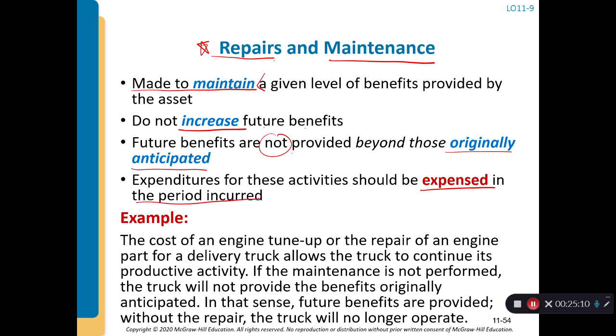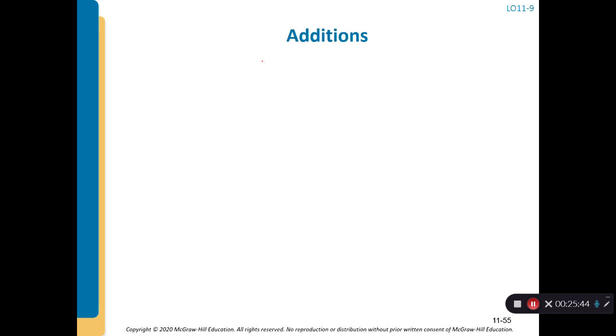Examples of repair and maintenance costs, such as an engine tune-up or repairing an engine for a delivery truck, allow the truck to continue to be productive. If the maintenance is not performed, the truck will not run anymore. Hence, the maintenance itself only provides the original expected function, right? And the future benefits are not increased, right? Hence, those kinds of maintenance and repair costs can only be expensed.